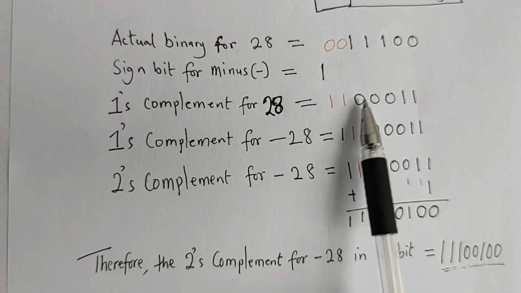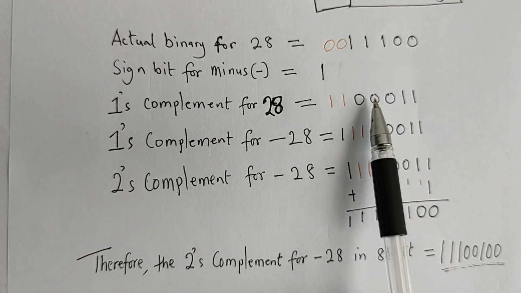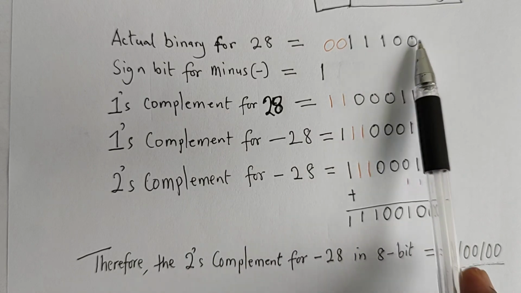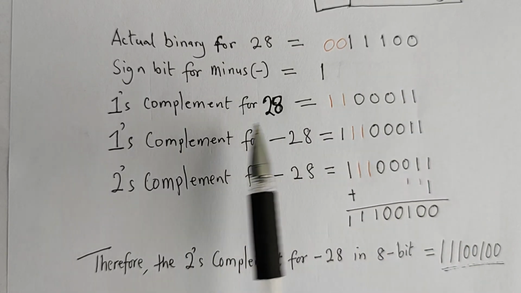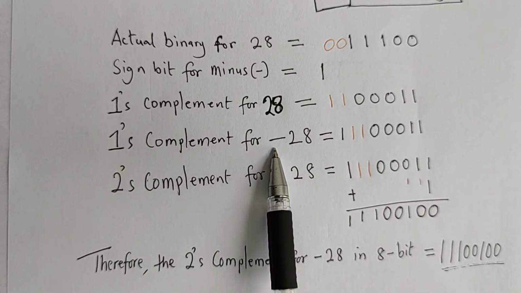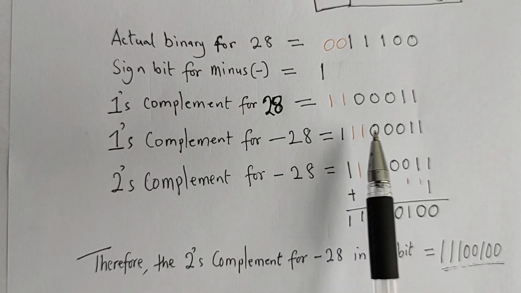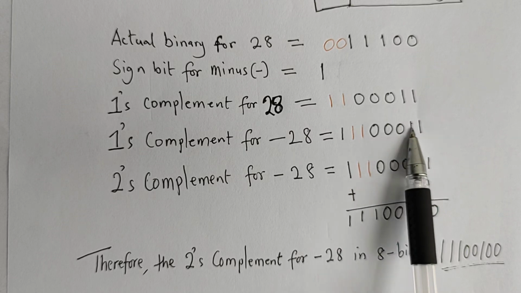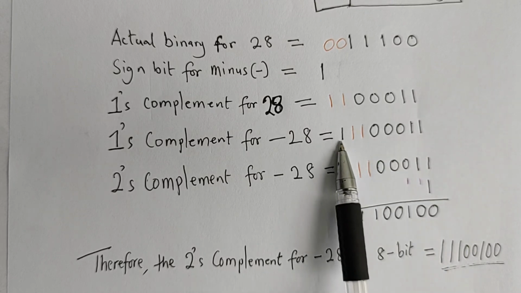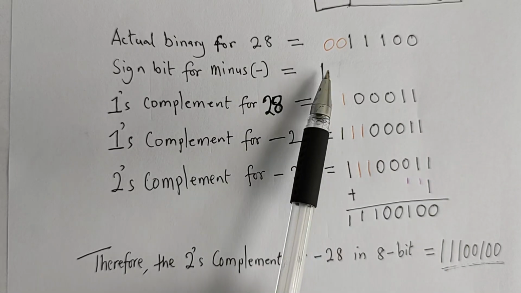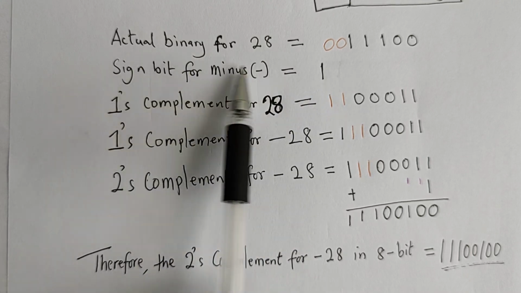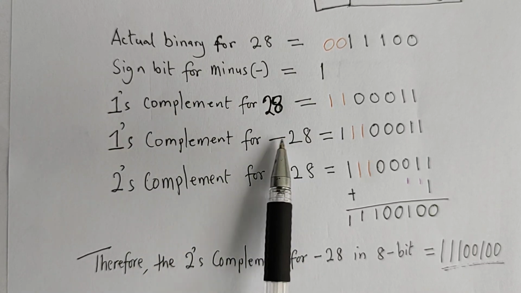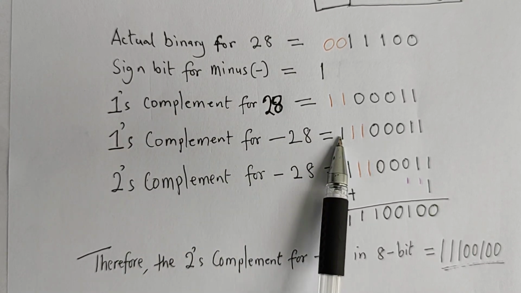Complement of 1 is going to be 0. Complement of 1 is 0, complement of 0 is 1. Now, the 1's complement for minus 28 is going to be 1, 1, 1, 0, 0, 0, 1, 1. So now you're wondering, where is this one coming from? This is the bit for the sign, which is representing minus. So that's why we have it here.